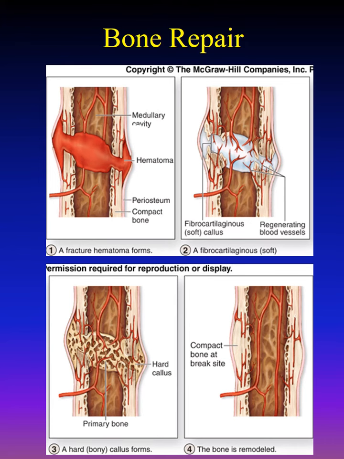And so here's a picture of the 4 different stages, where at the top left we have the hematoma forming, which is going to be a large blood clot. Then we'll have the response of the soft callus forming. That soft callus will then turn into the cartilaginous-like callus, and then this hard bony callus. And so finally we have the bone that is completely remodeled.